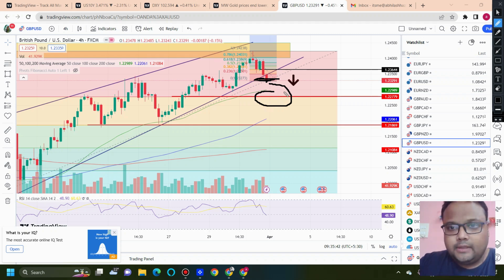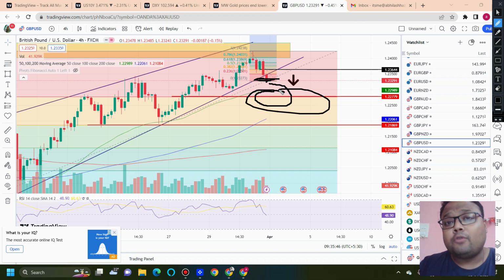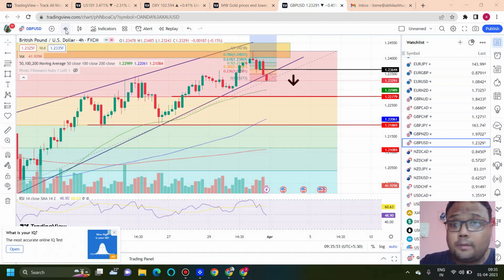So if market comes to this support level and bounces, take support, go for a buy. So these are the two strong or reliable support levels on the chart of GBPUSD for Monday.